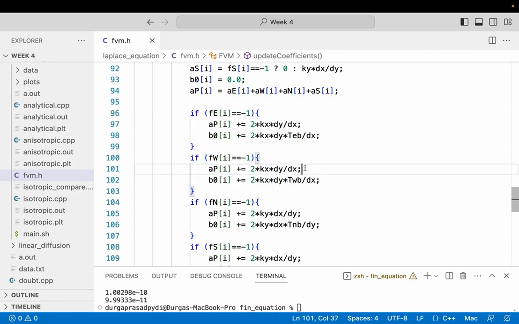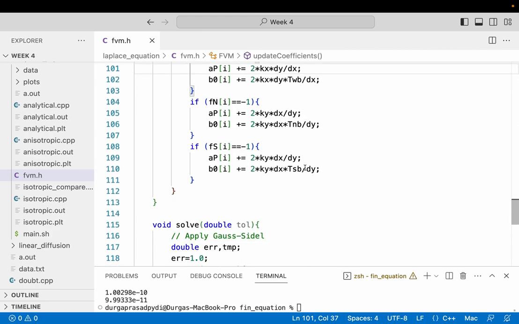Now when you have the corner cells, for example on the northeast, you have a north boundary as well as the east boundary. In that particular case, since these ifs will go over both the states, you have contributions from both the east boundary as well as the north boundary adding into these equations correctly.